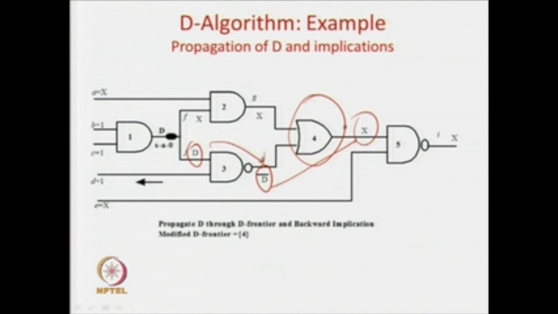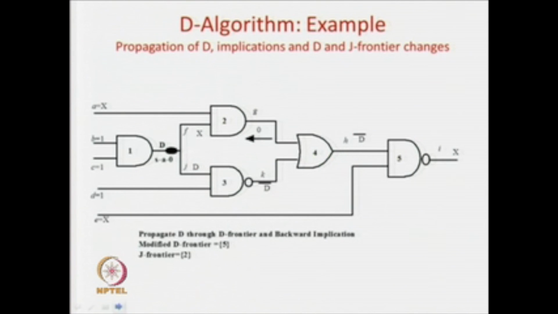So, it becomes a gate in the D frontier, gate number 4, and in the J frontier procedure, you can think that the output is D prime, the input is D. So, this value has to be a 1 to justify this one. So, by J frontier in gate number 3, you have to put a D 1 over there. Okay, so this is the modified step.